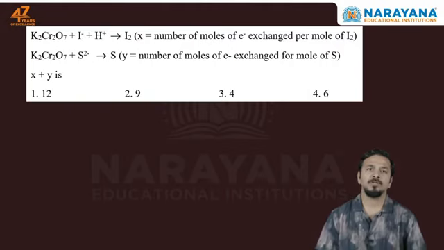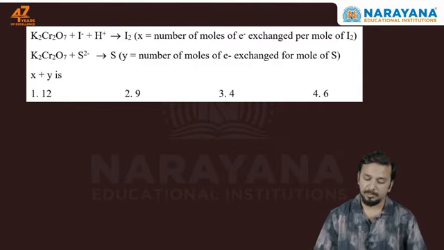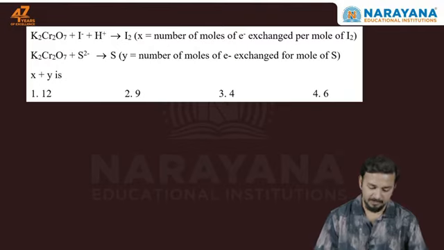The first question in front of us gives two reactions: K2Cr2O7 with I- in acidic medium giving I2. They have said that X is the number of moles of electrons exchanged per mole of I2. The second reaction is K2Cr2O7 with S2- giving sulfur, and Y is the moles of electrons exchanged per mole of sulfur. So we can balance these reactions.